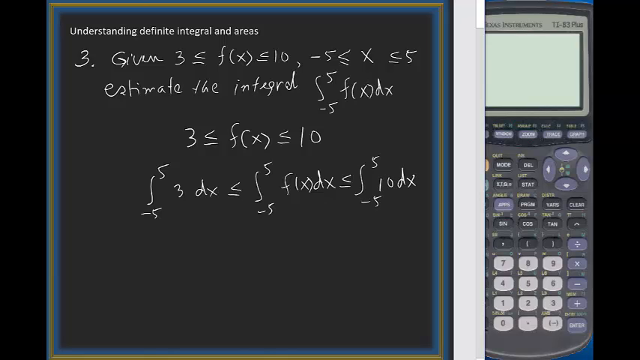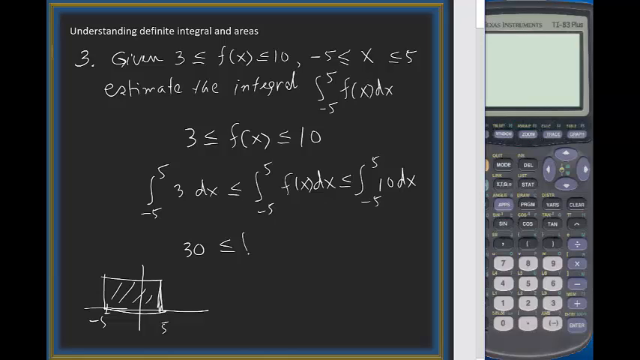10 dx. Now you can understand the left hand integral is telling us that we have our boundary negative 5 to positive 5 and that the function is 3, so this is a rectangle like this. In this rectangle your length here is 10 units and the height is 3 units. So the area of this rectangle will be 30. 10 units times 3 is 30.